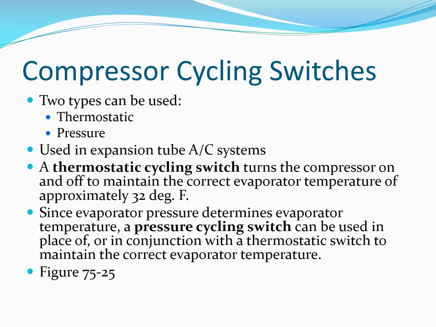The thermostatic switch is going to actually take a temperature of that evaporator and try to keep it there. The pressure cycling switch is going to do the same thing by means of what pressure is in the system on the low side. So either one or both of these switches can be used, but the end result is trying to keep that evaporator at temperature.